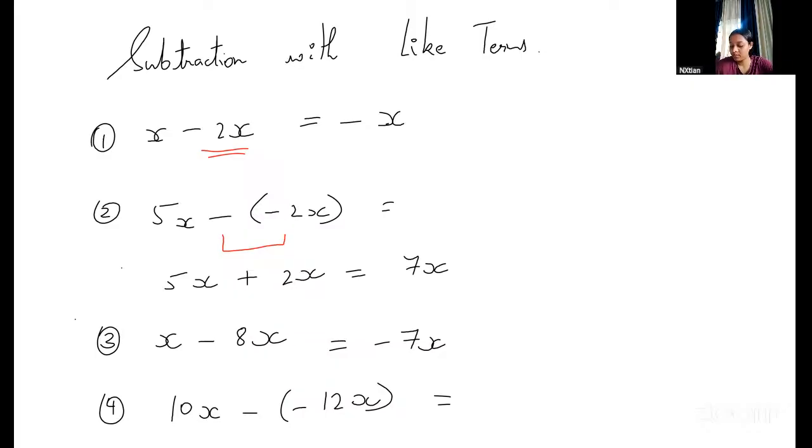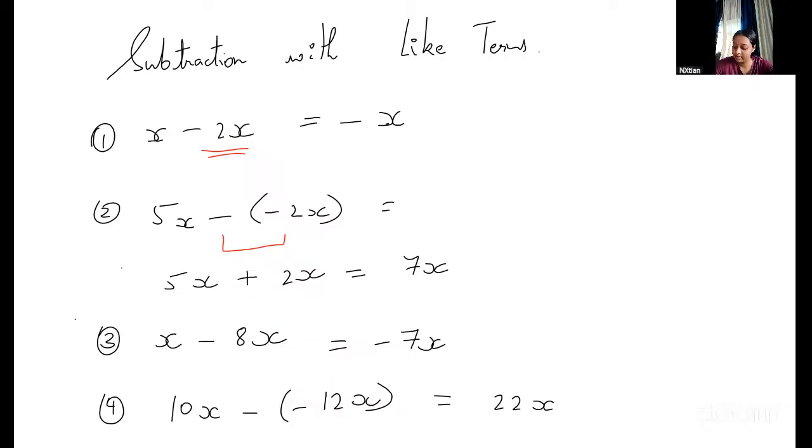Now, who is going to tell me the answer to the fourth part? Ma'am, is it minus 22x? Is it 22x? It is 22x, because minus and minus becomes plus.